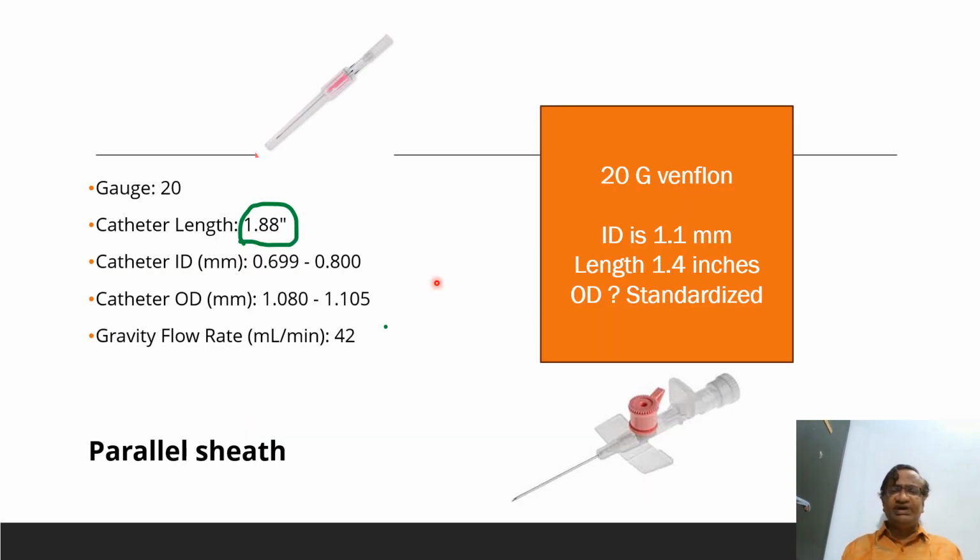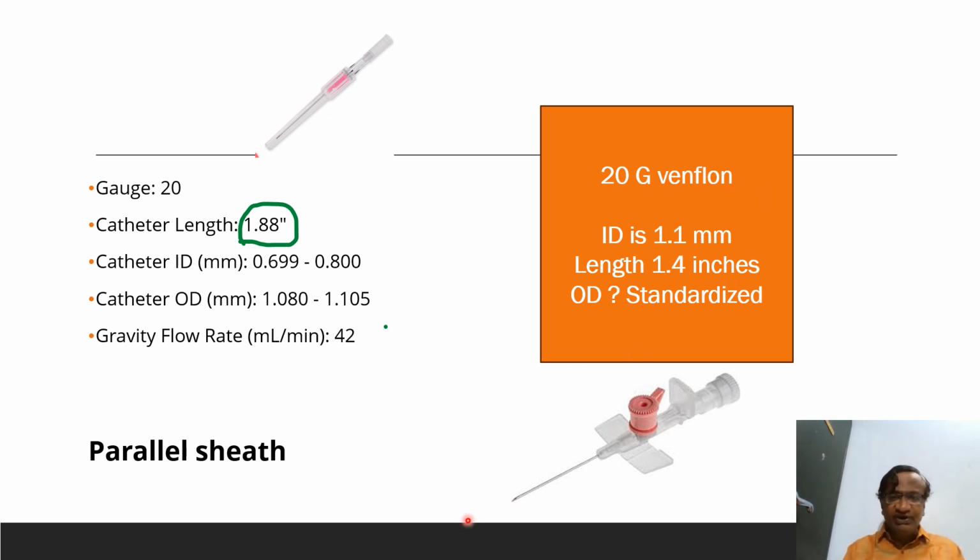Now many people use a 20 Venflon. This 20 Venflon has got an internal diameter of 1.1. You see the internal diameter of this nasoangiocat is less. The outer diameter is fine. Here the outer diameter is not standardized. Some companies produce different outer diameters, 1.8 or 1.2 or something like that. So this is not standardized.